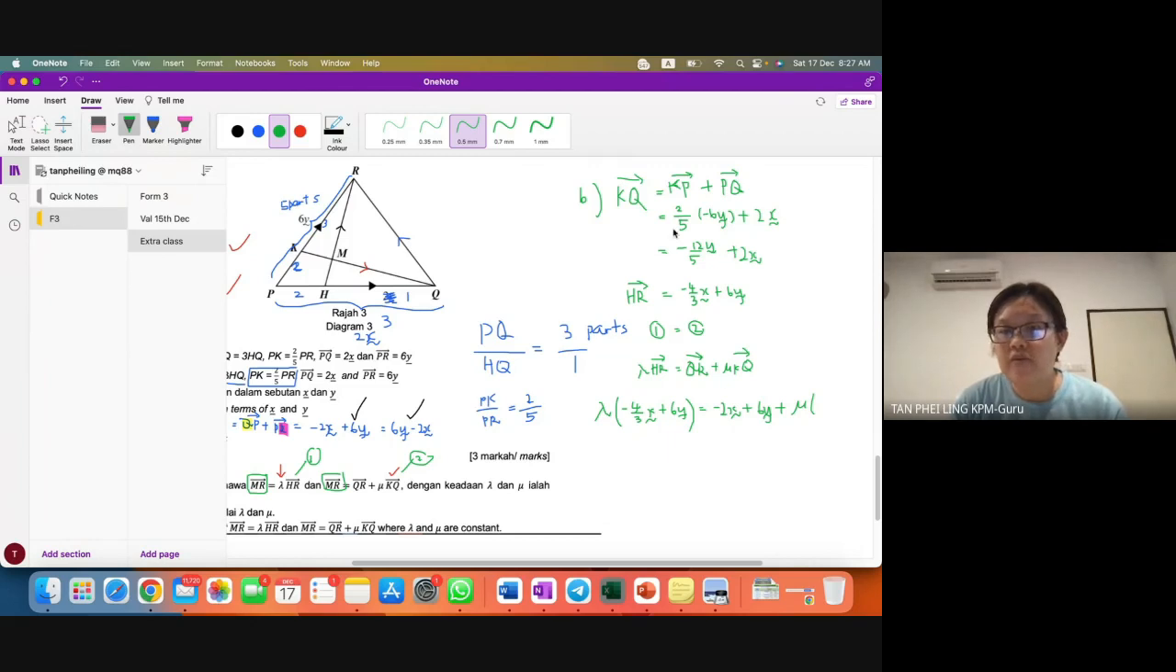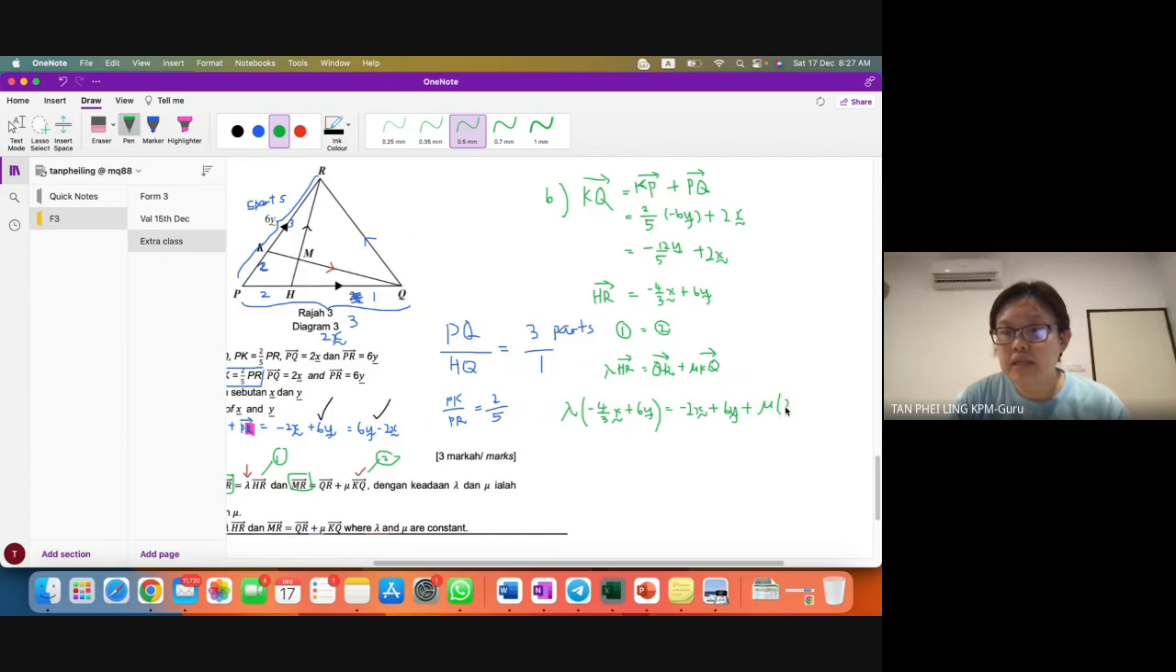So KQ, we have found it on top here. KQ will be 2x minus 12 over 5y. All right, so here you're going to multiply in the lambda. Then here you're going to multiply in the mu. So minus 4 over 3 lambda x plus 6 lambda y. Then here also the same, minus 2.